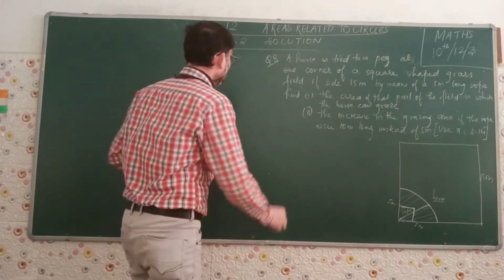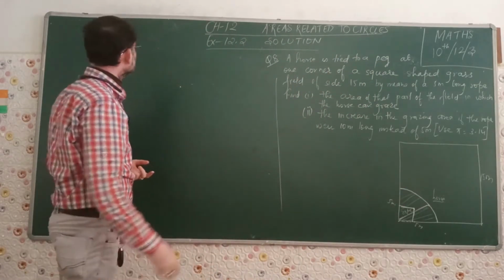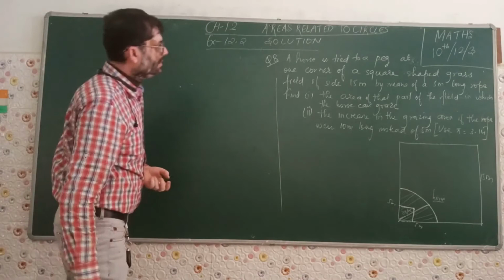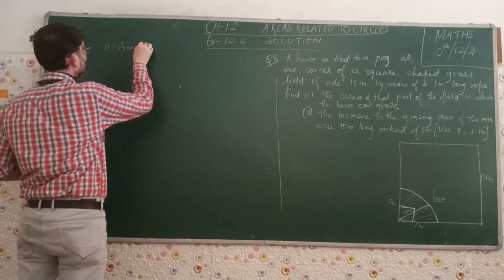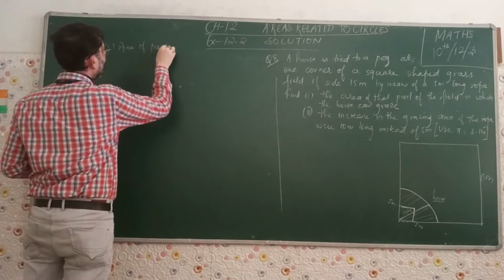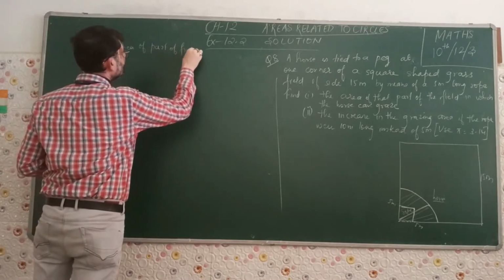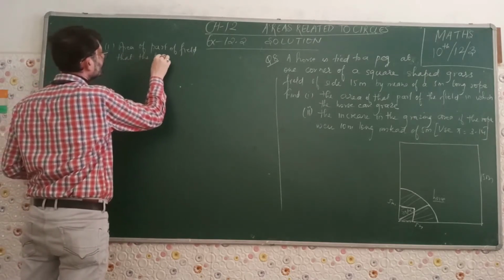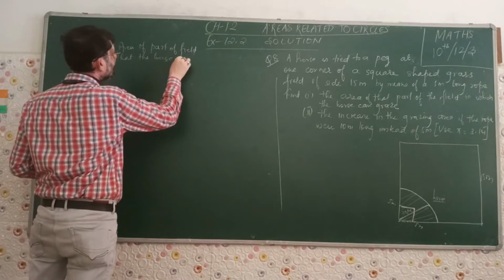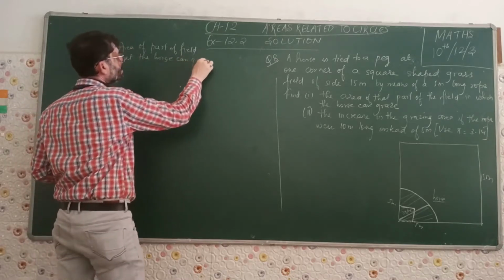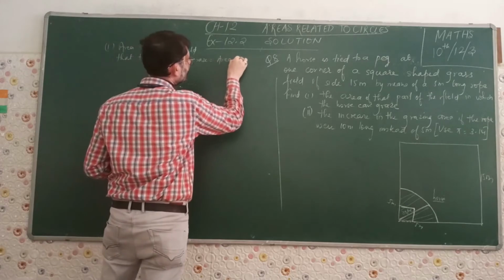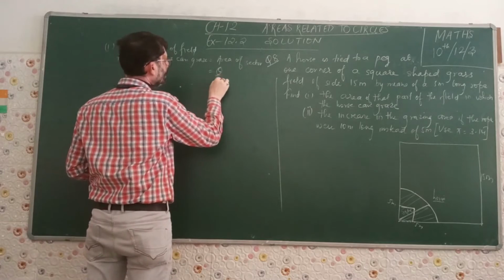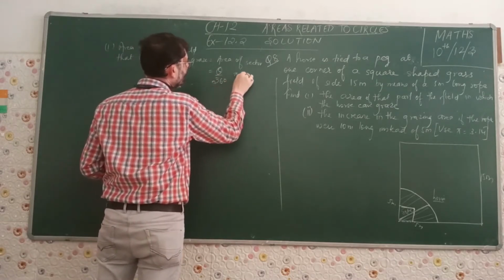So we can find that part very easily. The first part is very easy. Part one: area of the field that the horse can graze. This is the area of the sector, and that is given by theta by 360 into pi r square.